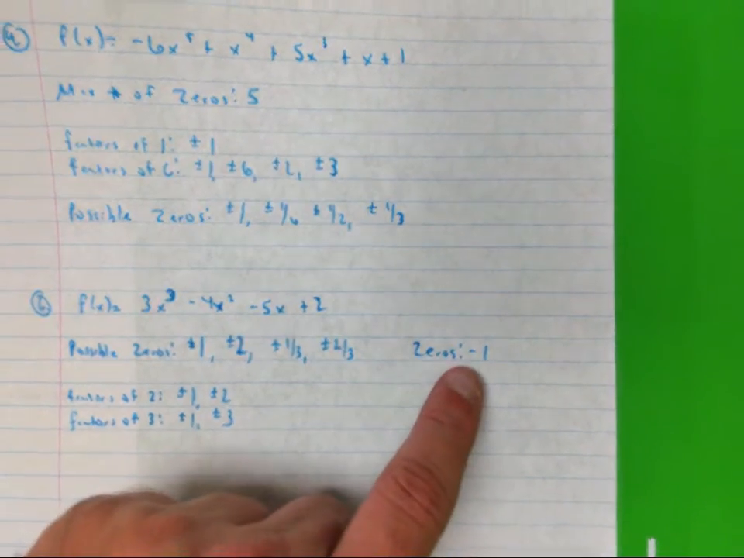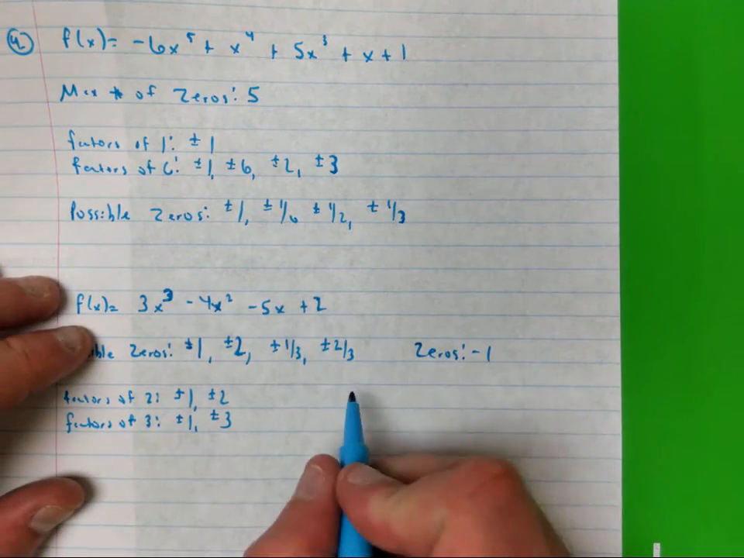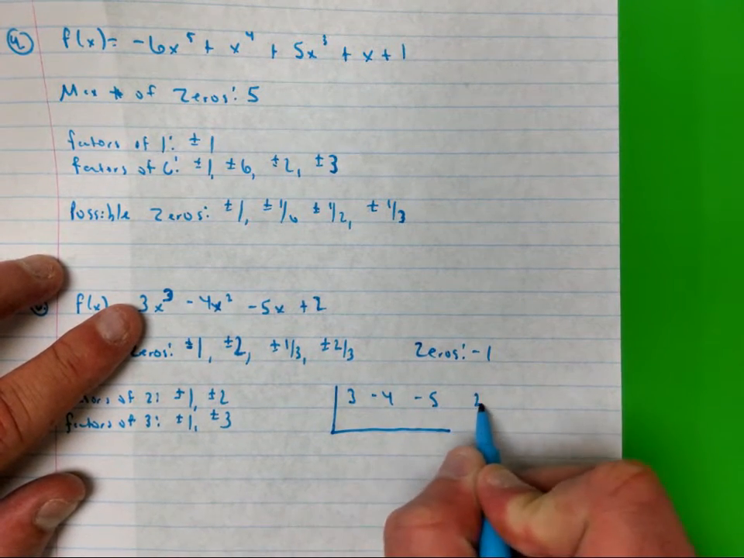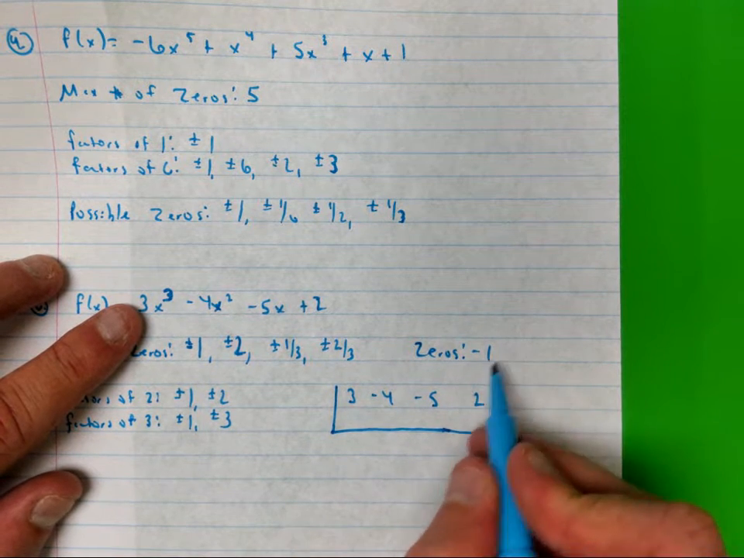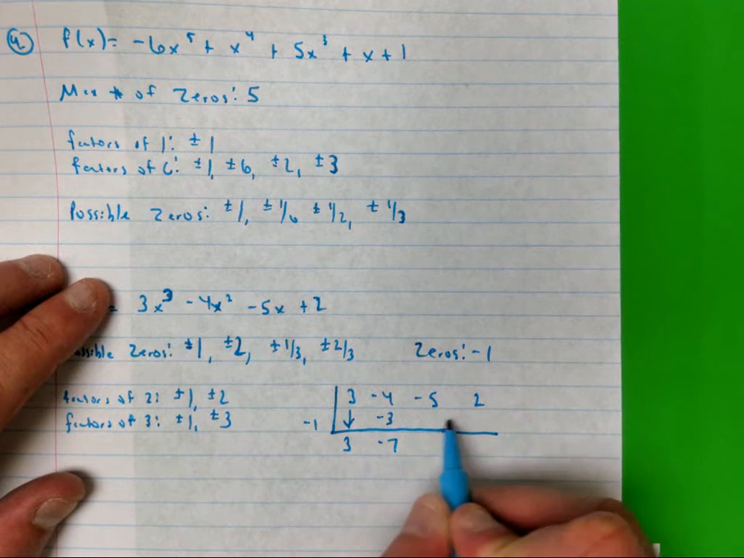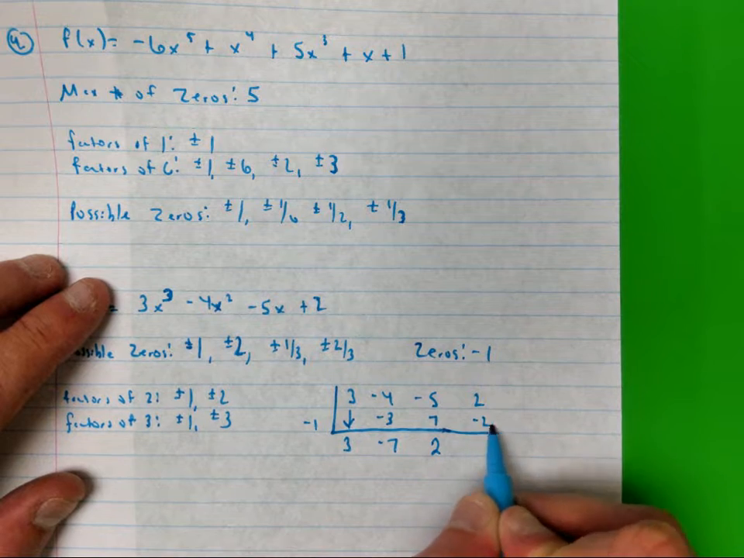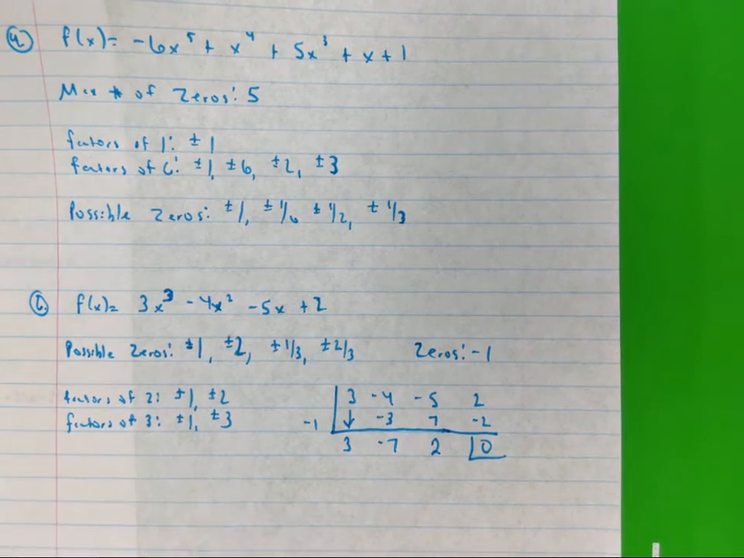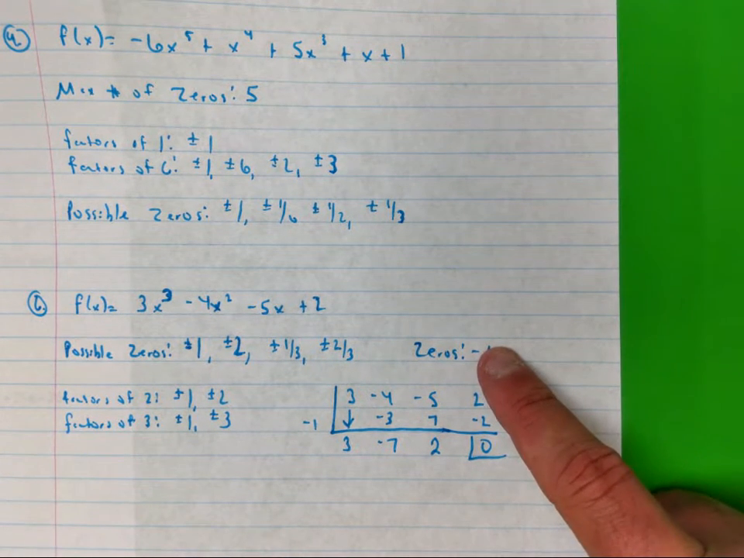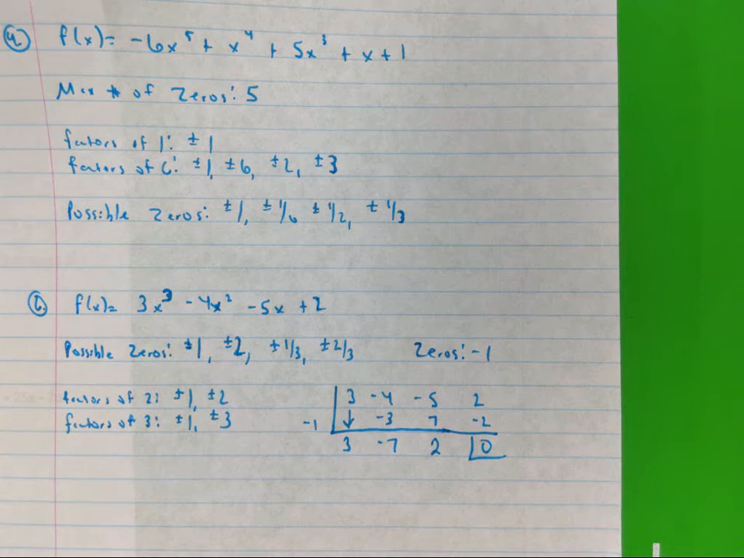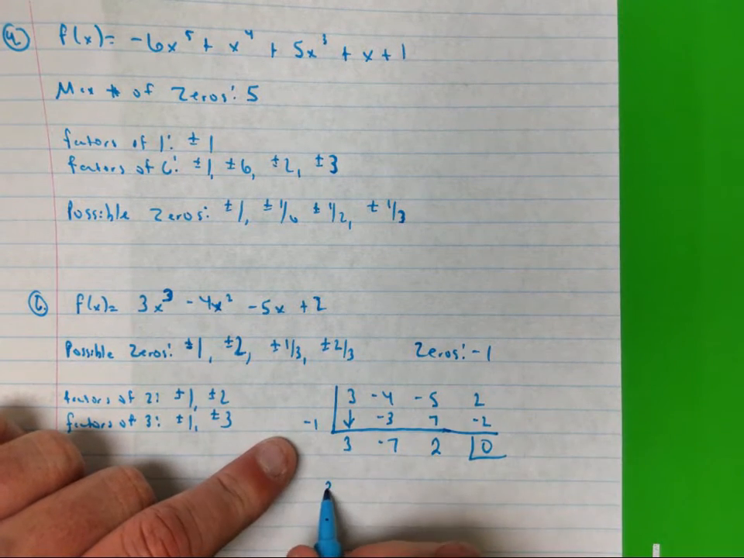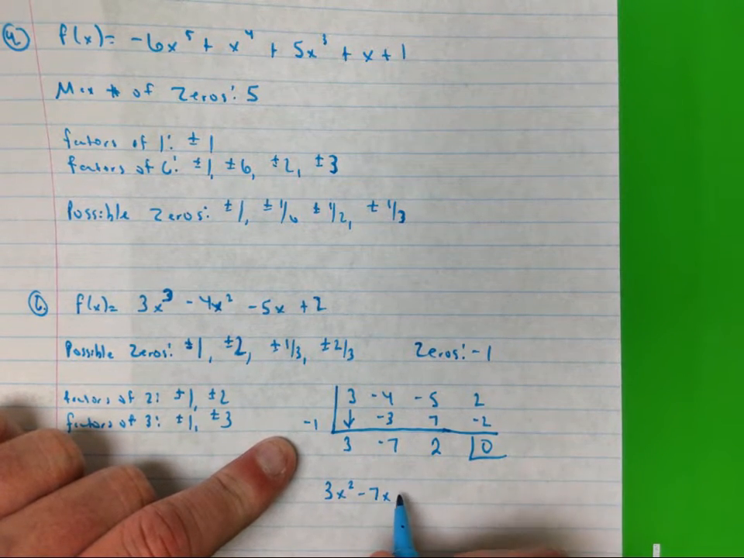Okay? Now, I'm going to use what I just got off my graph to break this one down. 3, negative 4, negative 5, and 2. I'm using synthetic division to break it out. Bring in that negative 1 from my zero list. When you do this, you should get a remainder of 0 because negative 1 was a 0. It should be a factor of this polynomial. Now, let's rewrite this as a quadratic because I started with a cubic. That's going to be 3x squared minus 7x plus 2.